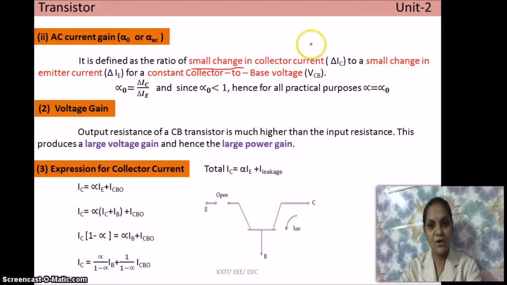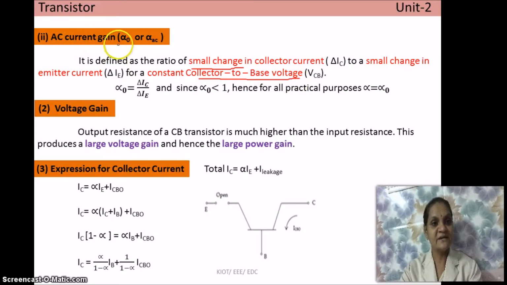See here, the common base configuration is normally represented like this. In this picture, this is the common base configuration. What is the input voltage? Emitter base voltage is the input voltage. Collector base voltage is the output voltage. So whatever may be the type of configuration, AC current gain is always taken by keeping the output voltage constant. Here the output voltage is collector base voltage, so for a constant collector base voltage, this is one important thing you have to keep in mind.